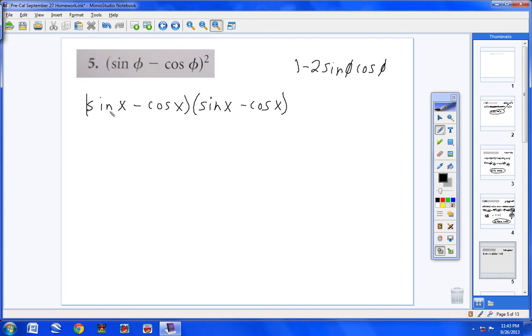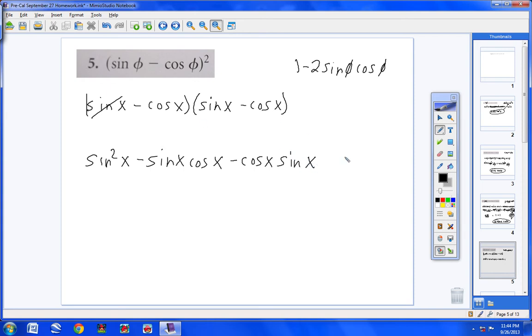Okay, here we go. Well, we take our sine and multiply it through. Sine times sine is sine squared, and sine times cosine would be negative sine cosine. Good, we're done with this. Now take your cosine and multiply it through. Cosine times sine would be negative cosine sine.